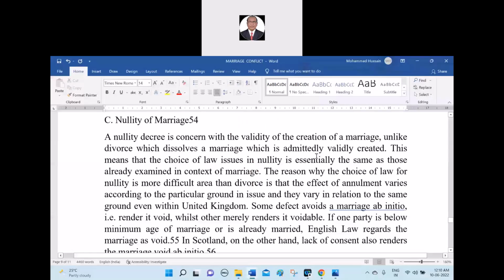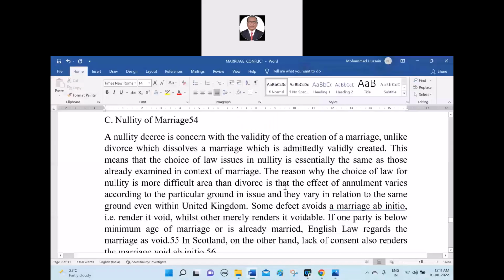See, the nullity of marriage. A nullity decree is concerned with the validity of the creation of the marriage, unlike the divorce, which dissolves the marriage which is admittedly validly created. This means that the choice of law issues in nullity are essentially the same as those already examined in the context of marriage. The reason why the choice of law for nullity is a more difficult area than divorce is that the effect of annulment, according to the particular ground at issue, differs even within the United Kingdom.